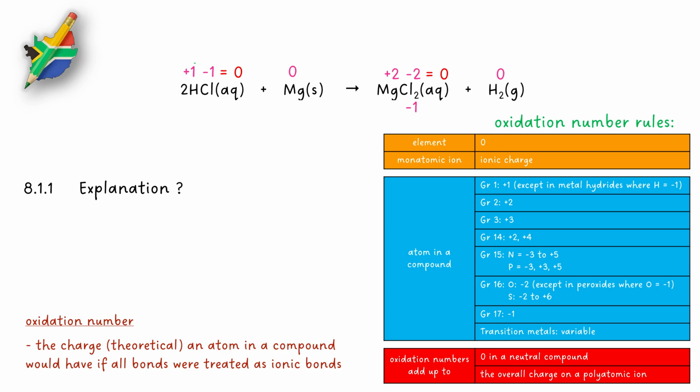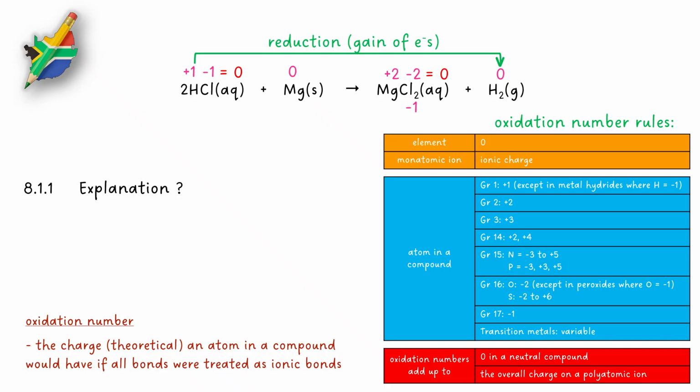Now, we have assigned oxidation numbers to each element in this reaction, and we must look at how the oxidation numbers change. Notice that each chlorine still has an oxidation number of -1 even after the reaction. The oxidation number of chlorine has not changed. However, the oxidation number of hydrogen has changed from +1 to 0.